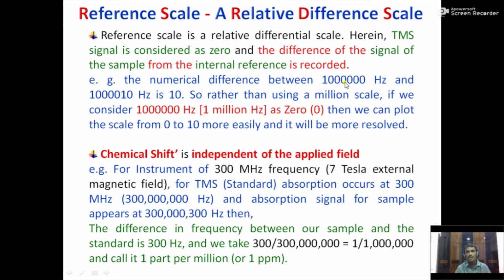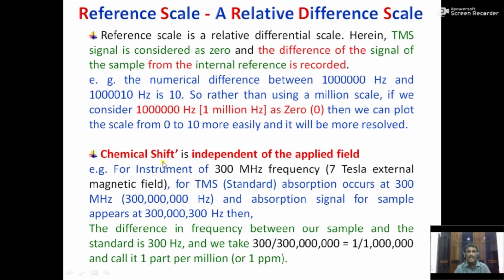Suppose the numerical difference between 1 million hertz and 1 million and 10 hertz is 10. So rather than plotting the million scale, you just plot the difference scale. The difference is 10, so you plot the scale from 0 to 10. Rather than using the million scale, which is quite complicated, we can go for the 0 to 10 scale, which is the difference between these two numerical values. Here, because of this differential scale, we got the resolution.